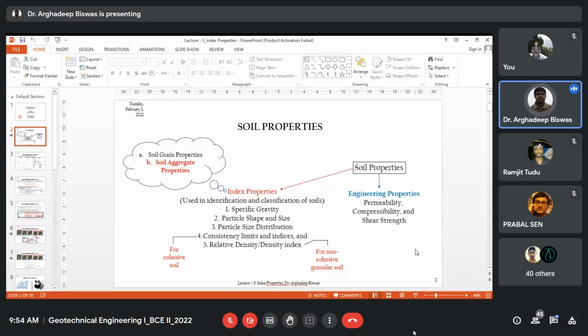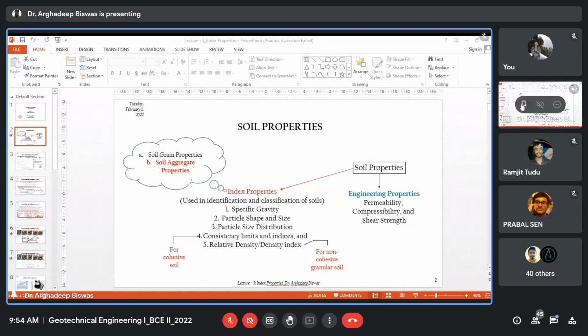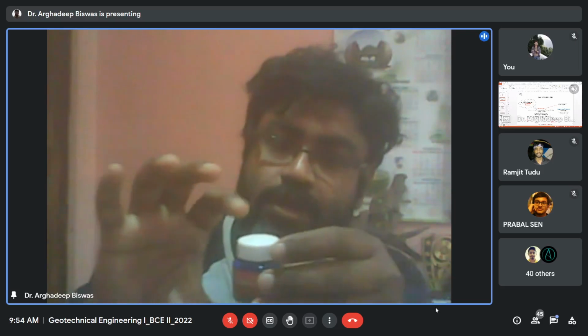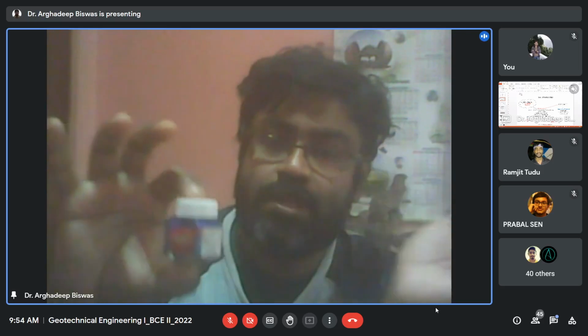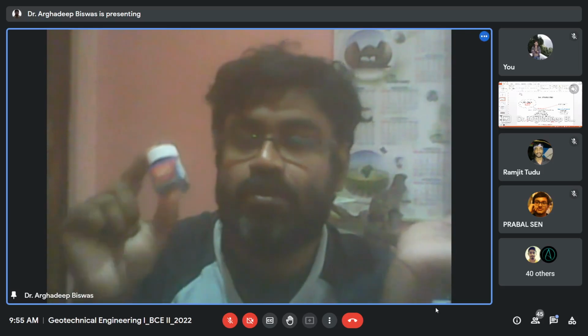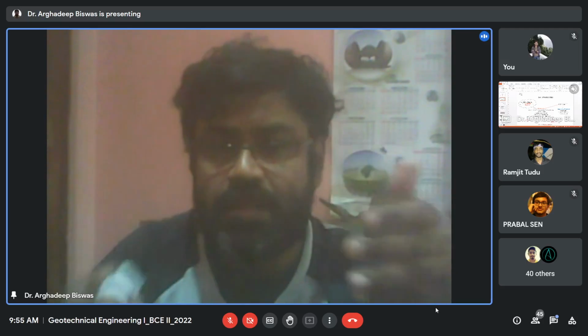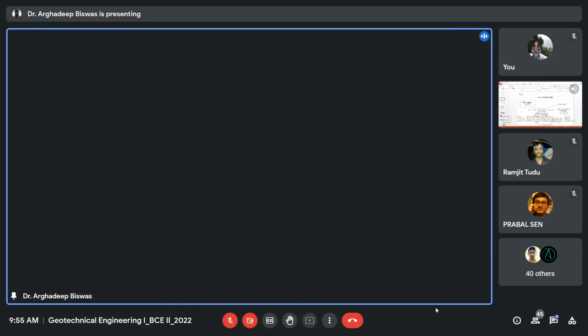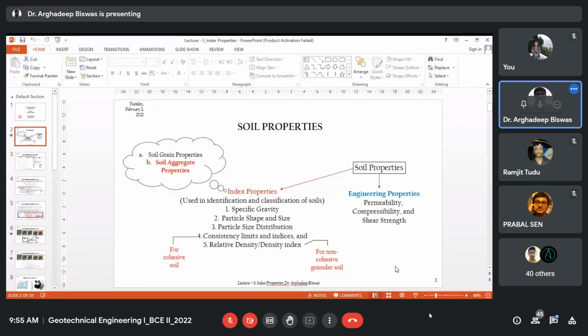The fourth one is consistency limits and indices. Consistency is a degree of firmness. That means how firm is that soil. Just visualize the thing. Let's say this is your soil mass, maybe moist, maybe dry, whatever it may be. Now, how easily you can compress it with two fingers or break it, that tells you the degree of firmness. Or how easily you can mold it, give a different shape to this particular soil, that is called degree of firmness, or in engineering terms we call it consistency.